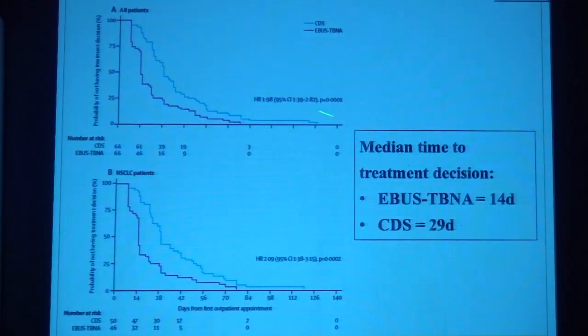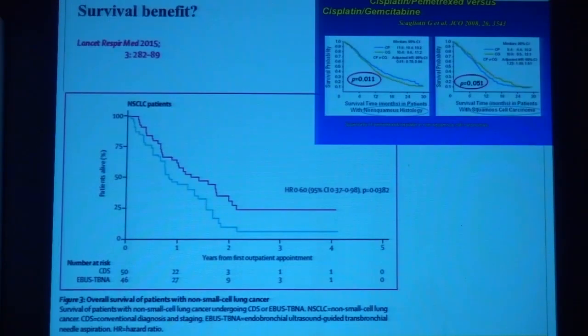What does it mean? The red line shows the patients who had EBUS in the first session, and the blue line when they had EBUS in the second session. So the time from diagnosis to the treatment decision was shortened from 29 days to 14 days. That's half as much. And what does it mean? This can have a survival benefit.